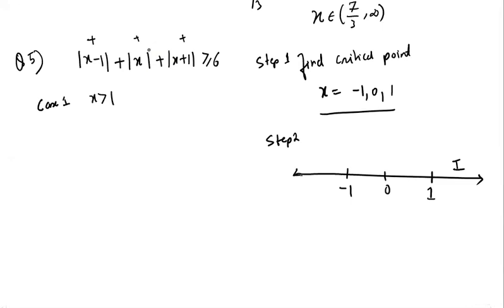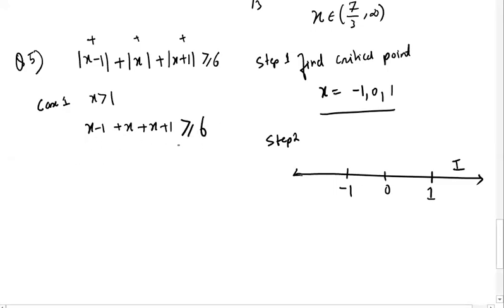Now I'll upload it, don't worry. So if all the three are positive, can I write it as it is? x minus 1 plus x plus 1, as it is, because all of them are positive. So we just remove the modulus and write it as it is, and this is greater than or equal to 6. Now tell me, is it a linear inequation in one variable? We will get 3x greater than or equal to 6, so x greater than or equal to 2. That's your first answer.